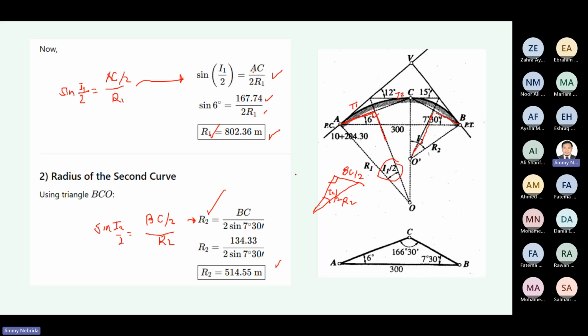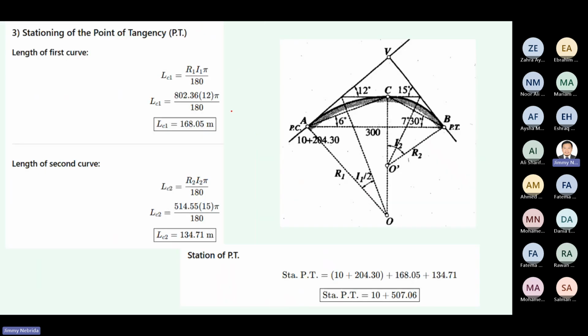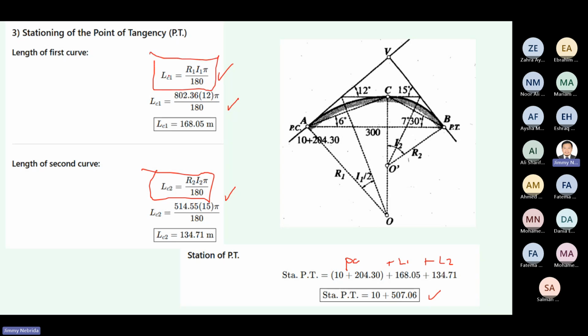We can calculate now L1 using this formula. And then L2. Then PC plus L1 plus L2 will give you station PT. Don't you worry about this one because these are already formulas, all right? What you need to do is just to be consistent. If you're calculating length of curve 1, you can write LC1 or L1. It's fine, okay? This is radius 1, angle of intersection 1, pi over 180. All right? Other questions, class?